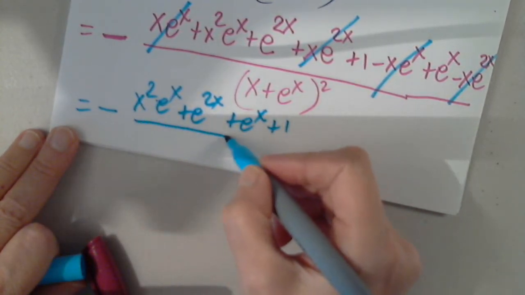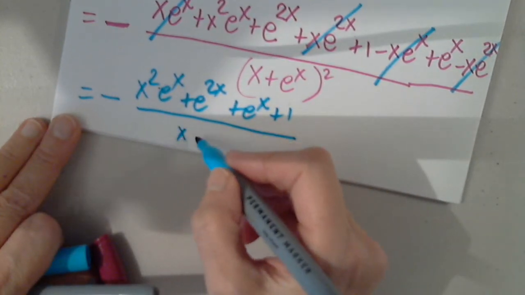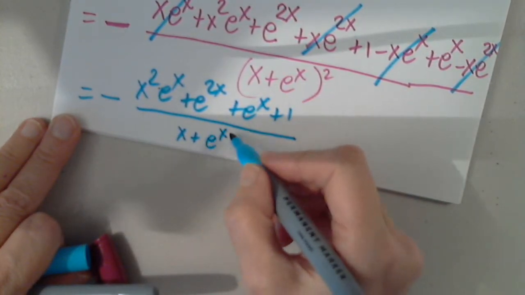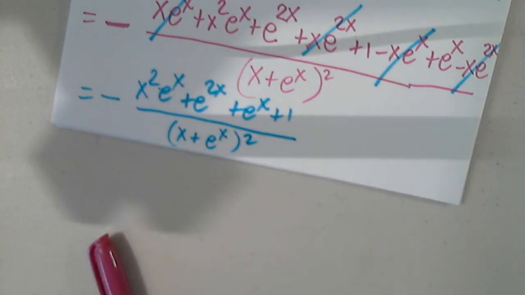Do not ever distribute or expand the denominators. I don't want you to be tempted to simplify anything. You can't simplify anything. And this is it on that problem. Any questions? Any questions on this?